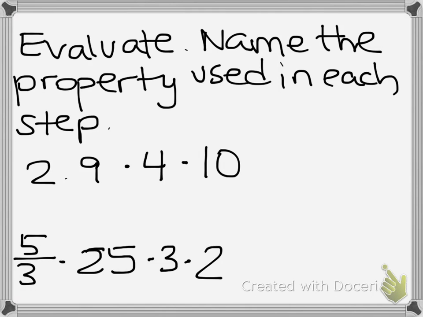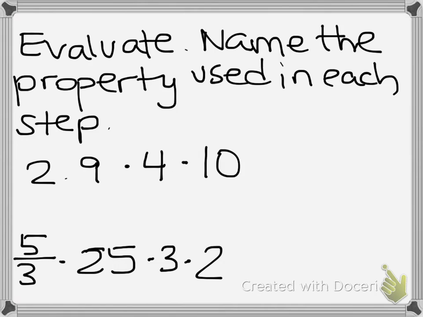Now we're going to think about that same idea and evaluate these expressions by naming the property as I use it each step. Okay? So the first one, 2 times 9 times 4 times 10. I'm thinking about how I can use a property to make this done easily in my head.